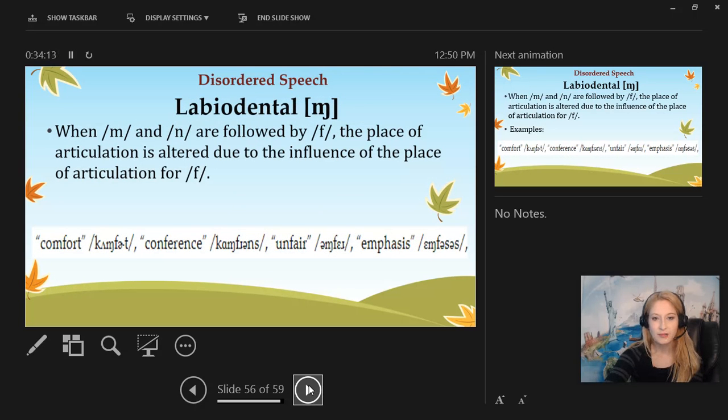When M and N are followed by F, the place of articulation is altered due to the influence of the place of articulation for F. Some examples include comfort, conference, unfair, and emphasis.